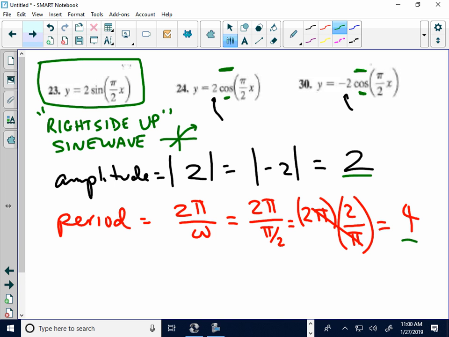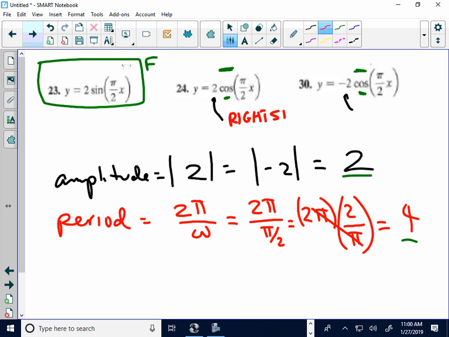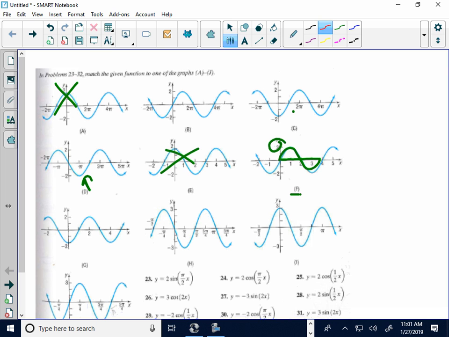For the second one, we have a right side up cosine wave this time. Notice the 2 is positive, so this is right side up. Cosine waves look like this, going like that. So we want right side up, amplitude 2, and period 4. Here are our choices. Now we've already taken care of this one, so that's already out of the picture.